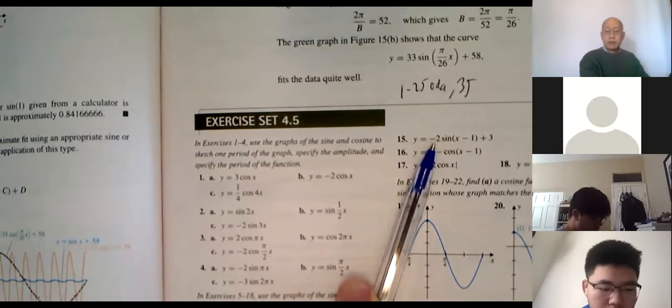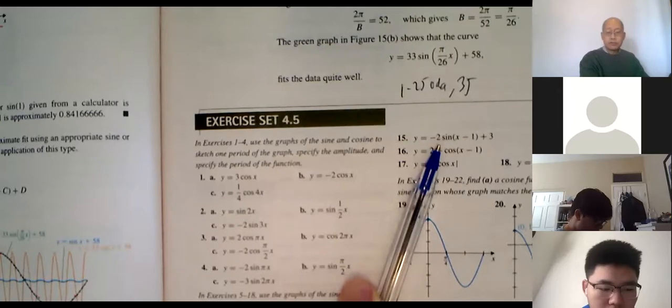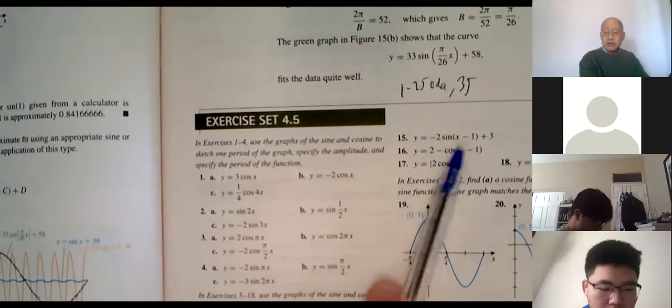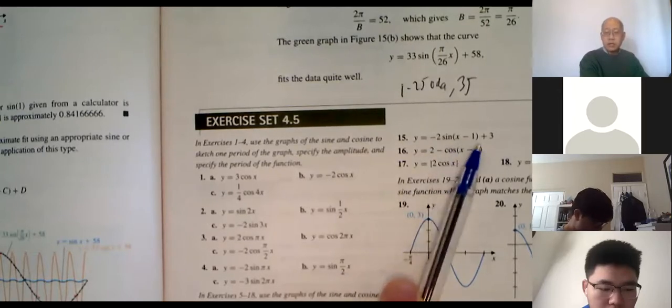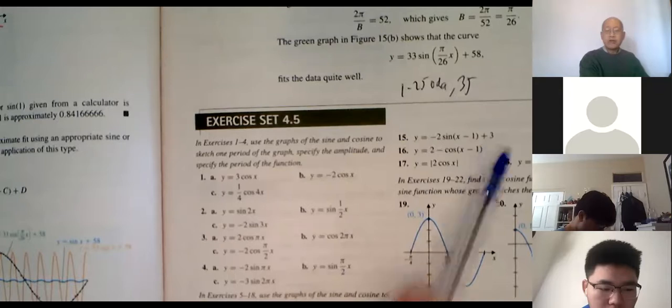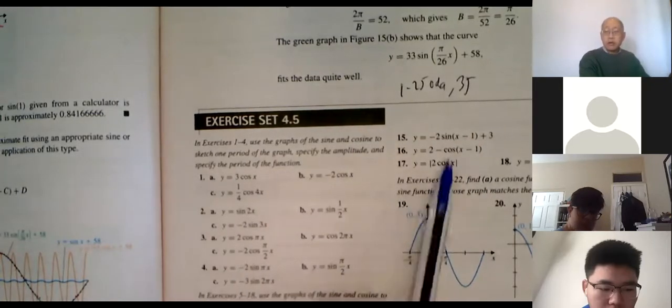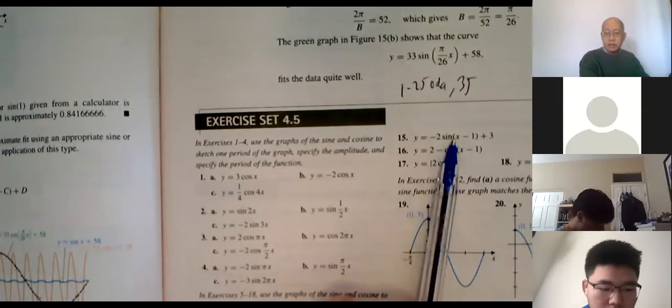Okay. The minus means instead of the sine starting up, it would start down. So it's the reverse of that. Okay, this shifts 1 unit to the right and 3 up. Okay. Unfortunately, that's going to be quite clumsy. And I notice there's no coefficient in front of the x. Like there's no 2 there or 3 or anything like that. So that means the period is still going to be 2 pi. All right.